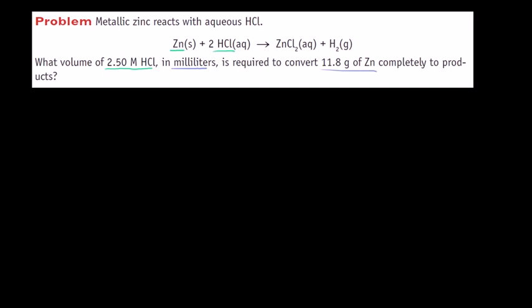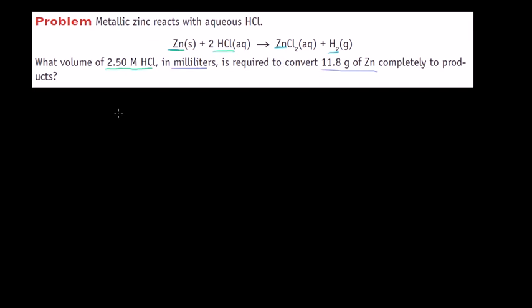But before we do anything, let's verify that this is really a balanced equation. So you have 1 zinc on the left-hand side, 1 zinc on the right-hand side, 2 hydrogens on the left, 2 hydrogens on the right, 2 chlorines on the left, 2 chlorines on the right. So it looks balanced. Let's do the problem.